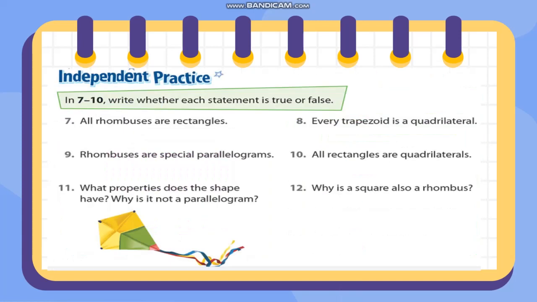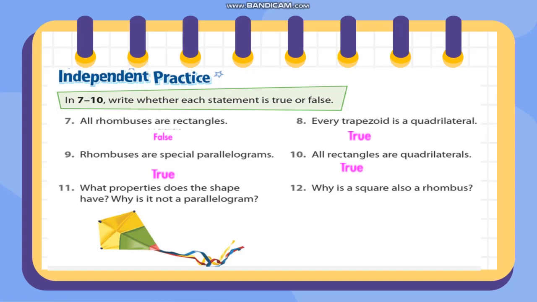Next, write whether each statement is true or false. All rhombuses are rectangles? The answer is false, because a rhombus is only a family of a parallelogram and a quadrilateral. Number 8. Every trapezoid is a quadrilateral. The answer is true, because when we say trapezoid, it means having four sides and four angles. Rhombuses are special parallelograms. The answer is true, because a rhombus is a family of a parallelogram and a quadrilateral, because they have two pairs of parallel sides. All rectangles are quadrilaterals? Absolutely yes, because they have four sides and four angles.